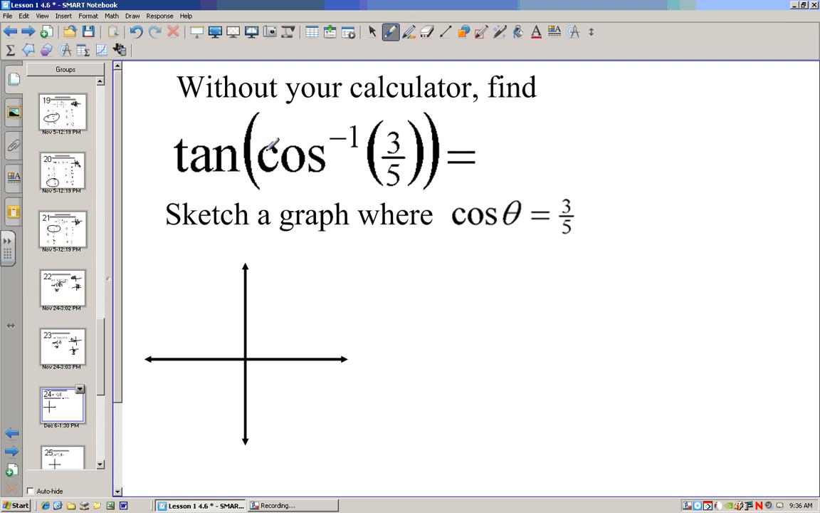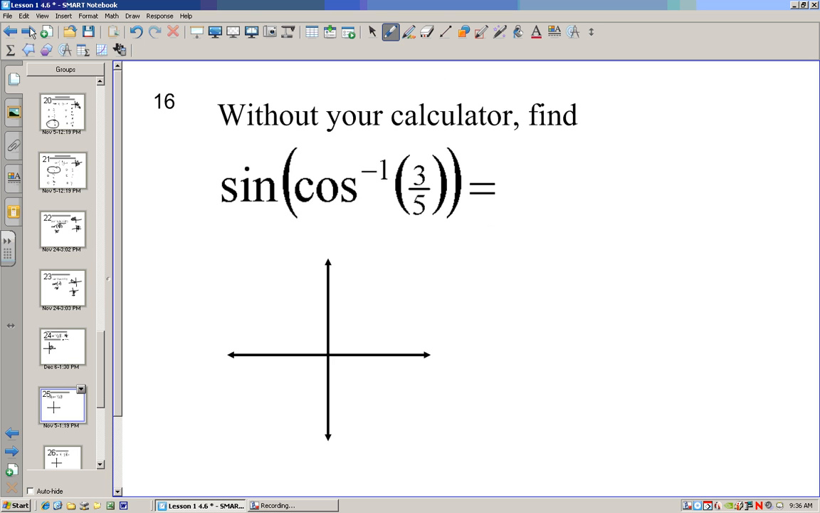All right, so without your calculator, find the tangent of the inverse cosine of 3/5. So the first thing we need to do is sketch where the inverse cosine of 3/5 would be. So that would be 3 over 5. Now the tangent is opposite, which would be 4, over 3, which is the adjacent. Sine of the inverse cosine of 3/5. So cosine being 3/5, the sine will be opposite, which is 4, over the hypotenuse, which is 5.